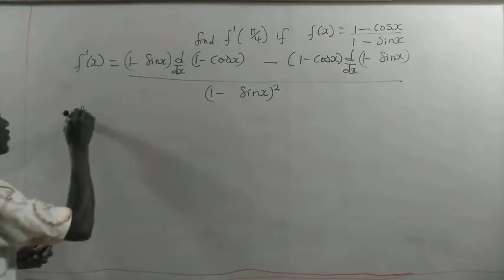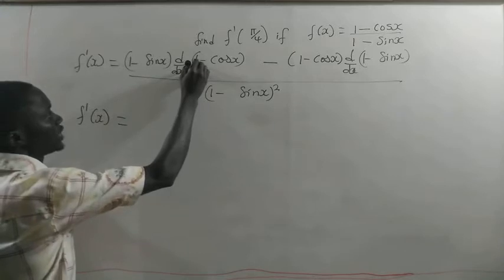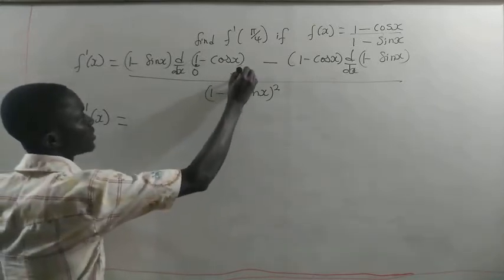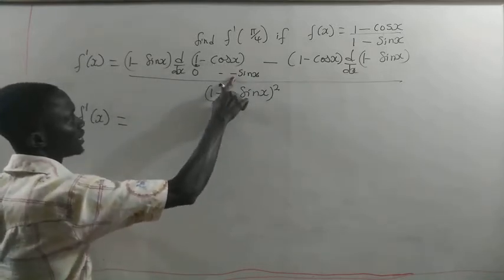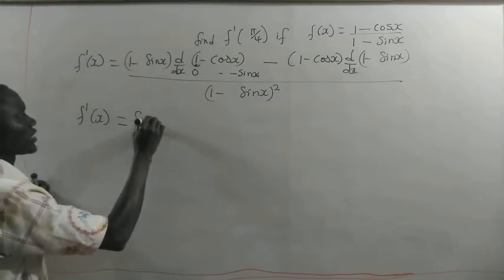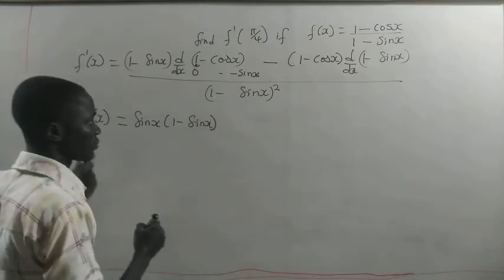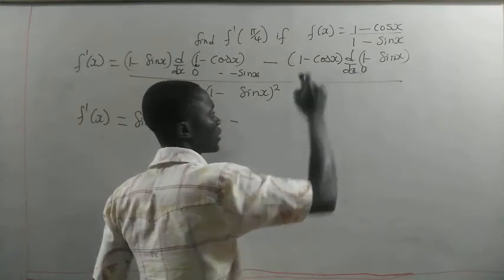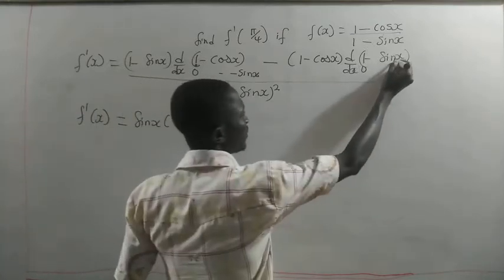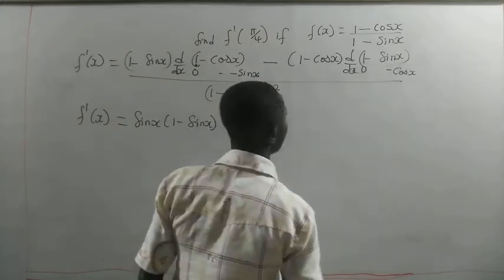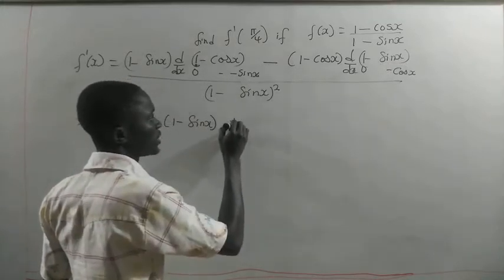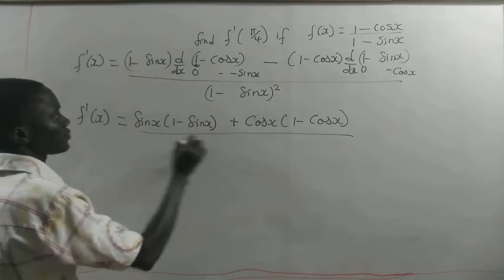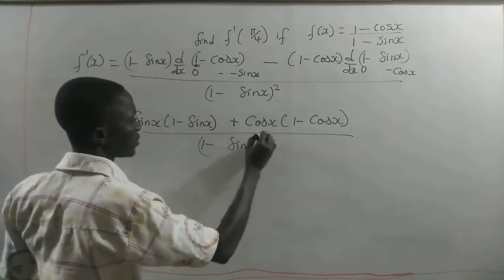Now, here we have f prime of x equal to: if we differentiate a constant, we get 0. If you differentiate cosine of x, you get negative sine of x, and we have a negative here, so negative negative will be positive. So we're going to have positive sine of x times 1 minus sine of x, minus, here if we differentiate 1 with respect to x, you get 0. The derivative of a constant is 0. If we differentiate sine of x, you get cosine of x, and we have a negative here, so negative times negative will give us positive. So we're going to have positive cosine of x times 1 minus cosine of x, all divided by 1 minus sine of x all squared.